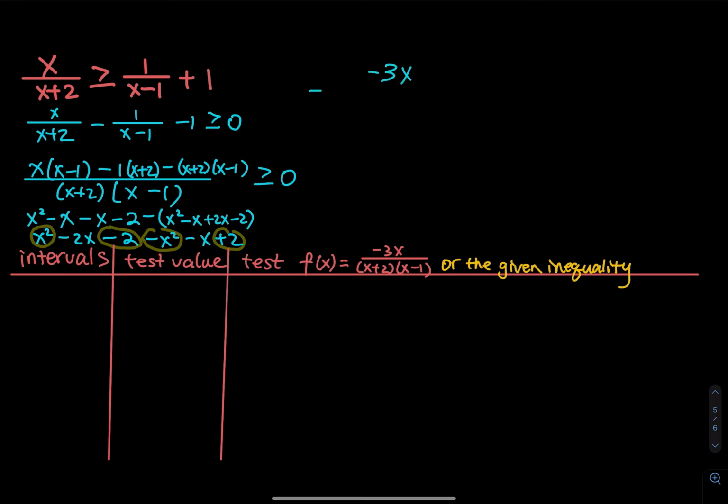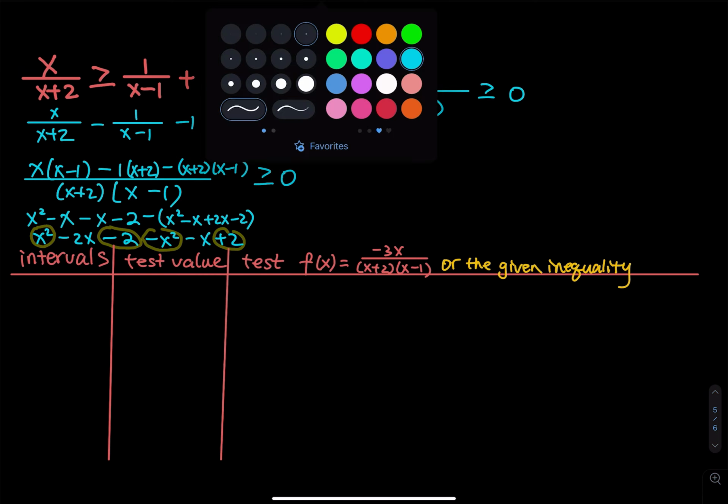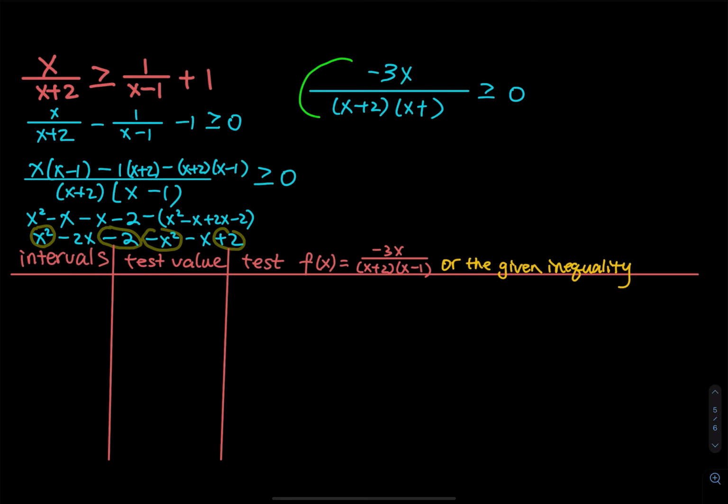Negative 3x divided by the common denominator, x plus 2, and then times x minus 1, greater than or equal to 0. And then I am going to claim this as my function. I'm going to claim this as my f of x. I missed a 1 in here, right? x minus 1. I did not miss the 1 that makes this look like a plus. Minus 1. And then I claim this to be my function.